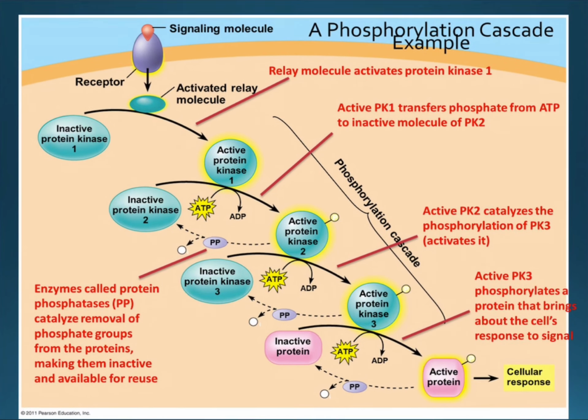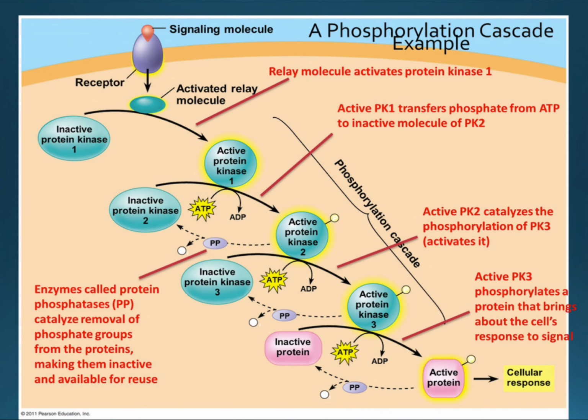So we have an example of a phosphorylation cascade. We have a signaling molecule, the ligand binds to the receptor. It's going to activate a relay molecule, which is going to go from an inactive protein kinase, and the activated relay molecule, to an activated protein kinase. We have ATP to ADP. That's going to help power this. We have another split between ATP and ADP to activate another protein kinase.